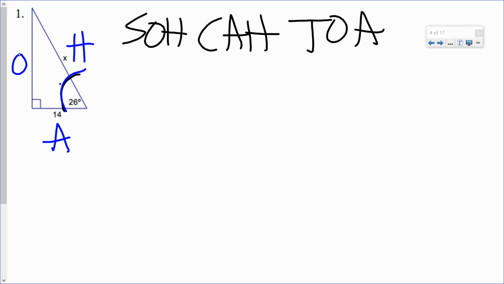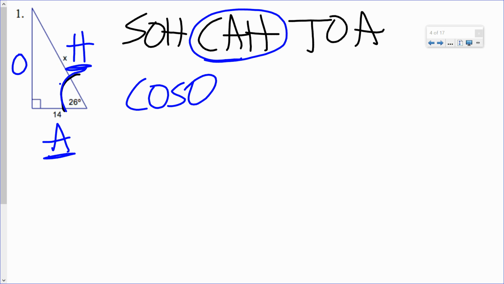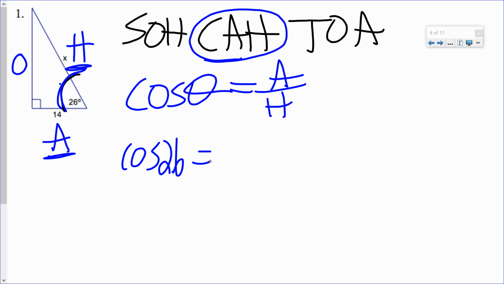Step 2, out of the A, the O, and the H, which two are involved? Well, in this example, A and H are involved, so I'm using CAH, which is an acronym for cosine of theta equals A over H. Theta is the angle, which in this case is 26. A is 14. H is x. Now again, for SOHCAHTOA, sometimes I'm doing inverse, sometimes I'm doing cross multiplication. Since x is in the fraction, I'm going to cross multiply.